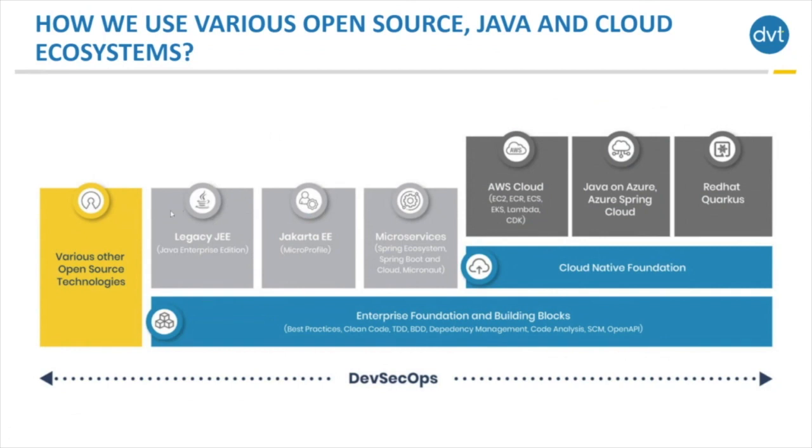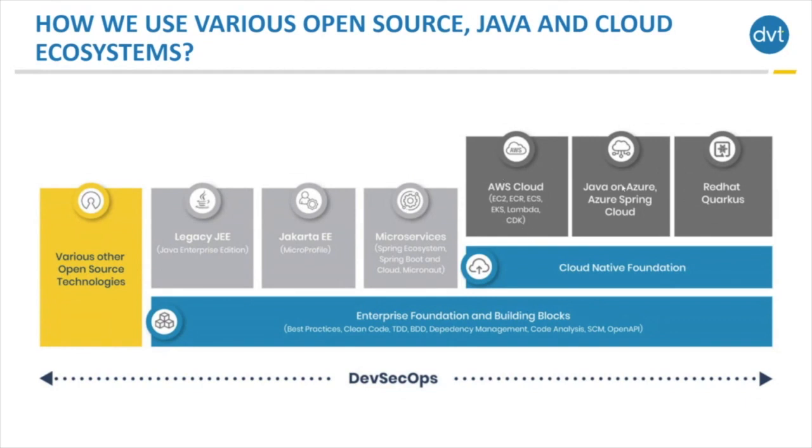But we focus more on the legacy JEE, the Java Enterprise Edition. Then these two blocks that you see are Jakarta EE, which is the MicroProfile, and the microservice ecosystem, which comprises Spring, Spring Boot, Cloud, Micronaut, and many others. These two are very important frameworks to actually build varieties of microservices.